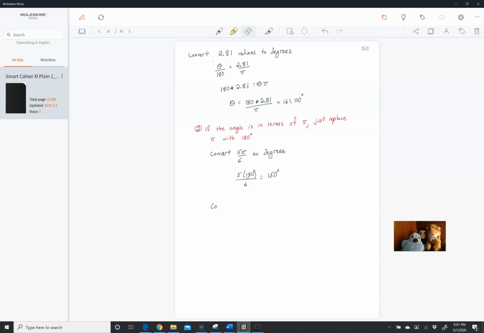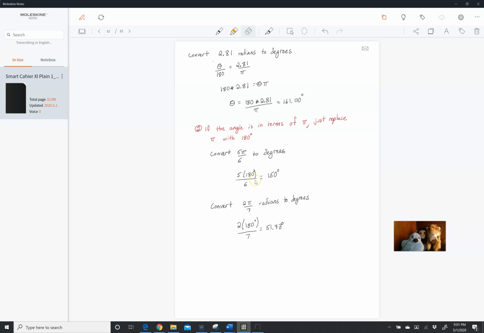Let's do one more. Let's convert 2 pi over 7 radians to degrees. So once again, it's nice and simple. We just take 2, and instead of multiplying by pi, we can multiply by 180 degrees. And we get 51.43 degrees. Okay, so nice, simple way to convert.